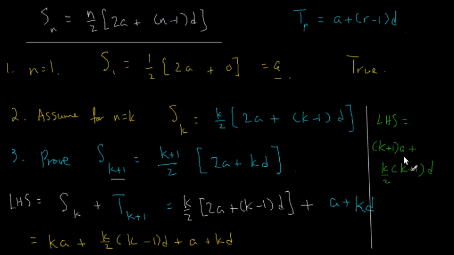Okay, if you look at the a, I have an a here and I have a ka here. Right, so k plus a is k plus 1 a. Okay, so this plus this is actually this. So we have found something similar. What about this? Is this plus this equal to this?